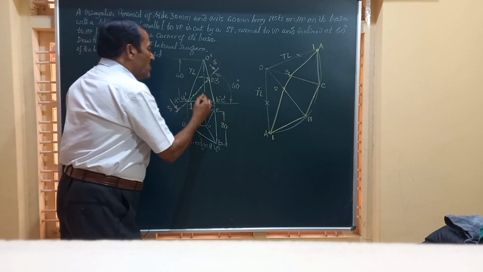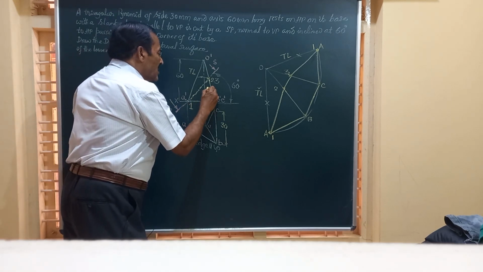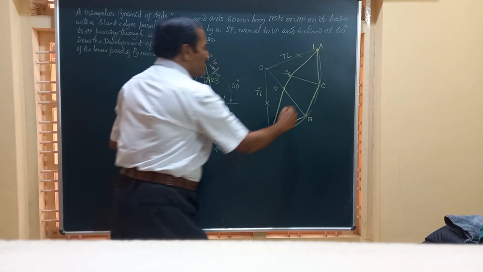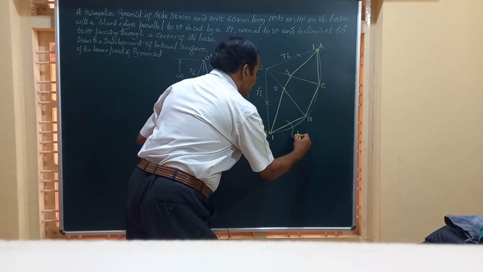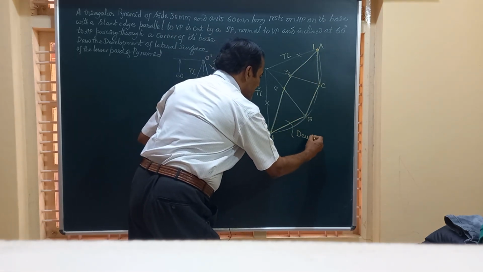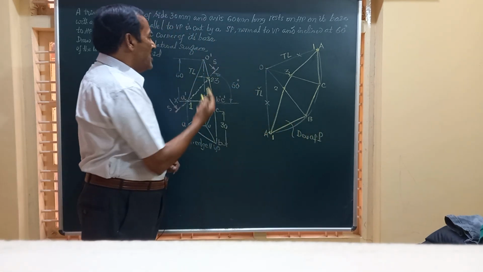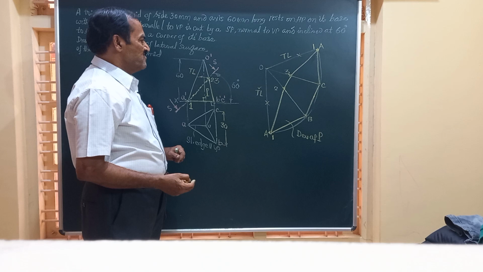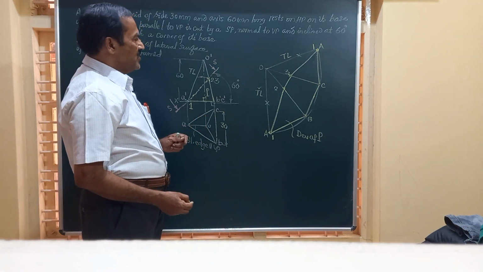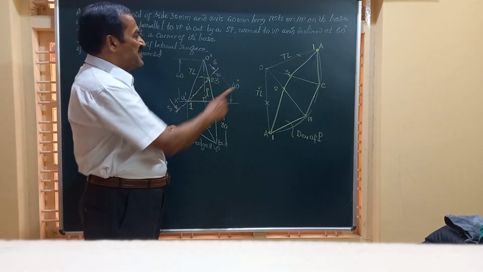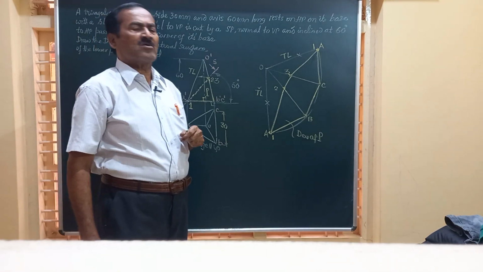And here friends, if you call the lower part of this pyramid as P, this figure will give you development of P, which is the lateral surface of the lower part of the pyramid. And friends, now you have to verify again whether the solution you have got is right or wrong.